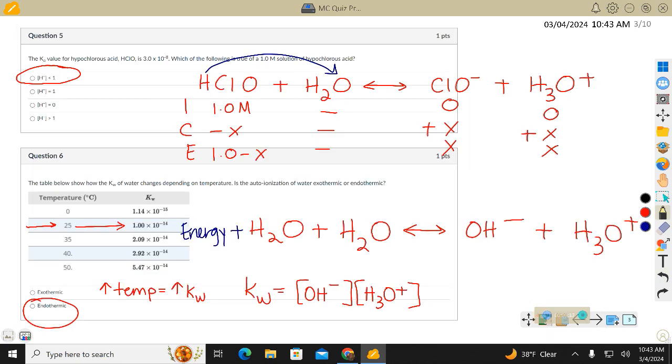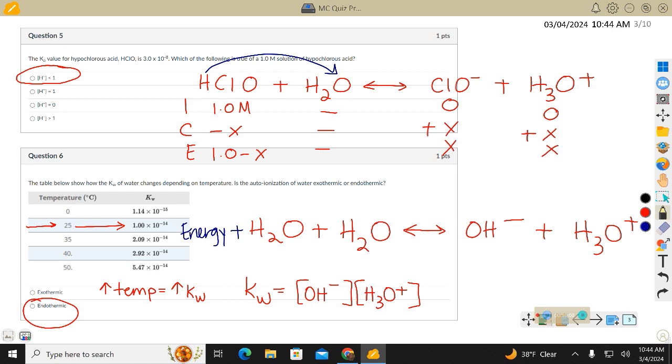Question 5. I want to know which of the following is true of this weak acid. Hypochlorous acid is weak because its Ka is tiny. Now, you maybe don't even need to set up the full ice table, but in solution, which would mean that water is present, that weak acid would be the hydrogen donor. It would form its conjugate acid and conjugate base, the negative ion and the positive H3O plus.